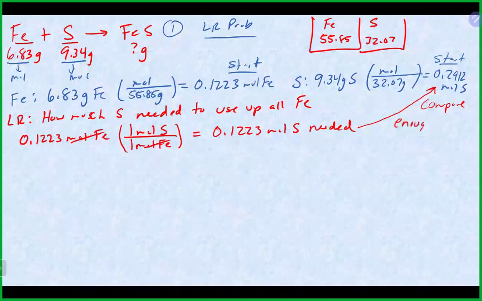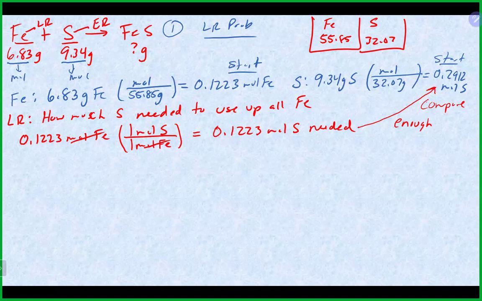Because I have enough, that tells me the sulfur is my excess reagent. By default, the iron here would be my limiting reagent. I don't really need to do the other calculation to verify, unless you wanted to, but that would tell you basically both. Any questions on how we determine that? Now that we determined that, we're going to go with the starting amount of iron, which is our limiting reagent, and actually figure out how much product we produce.